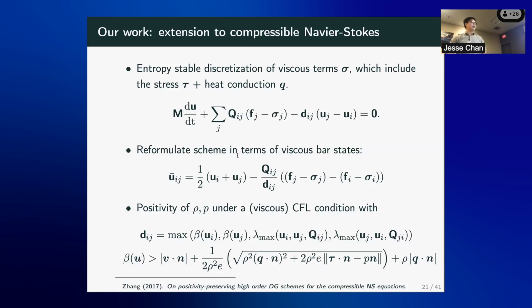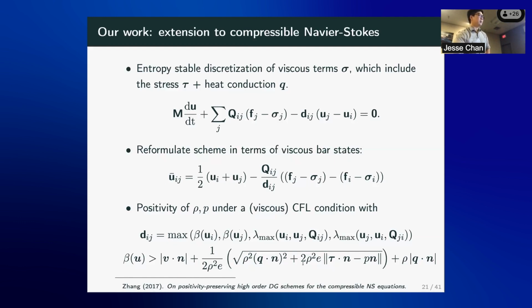So now, instead of standard bar states, standard intermediate states, you now have intermediate states which also depend on these viscous terms. And Shangsheng Zhang in 2017 showed that you can also prove that this intermediate state is positive if you now choose this dij to be a slightly different dij, to make it the maximum between some special coefficients, beta, and this standard wave speed estimate. And this beta is derived here.